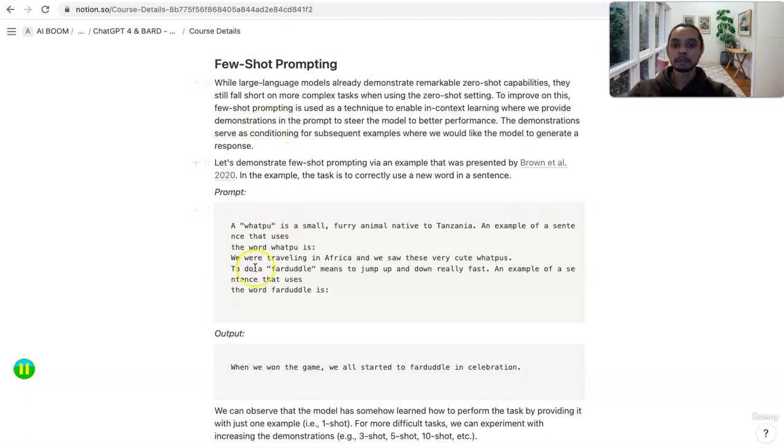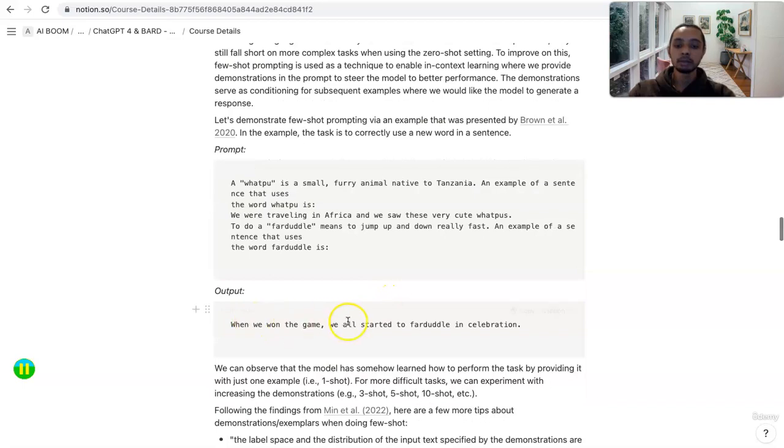So for instance, you look at this example. A watpoo is a small furry animal native to Tanzania. An example of a sentence that uses the word watpoo is, we were traveling in Africa and we saw these very cute watpoos. So it made it plural, I guess. To do a fradoodle means to jump up and down really fast. An example of a sentence that uses the word fradoodle is, when we won the game, we all started to fradoodle in a celebration. So first you provide an example, and then you ask the question. So this is single shot prompting.